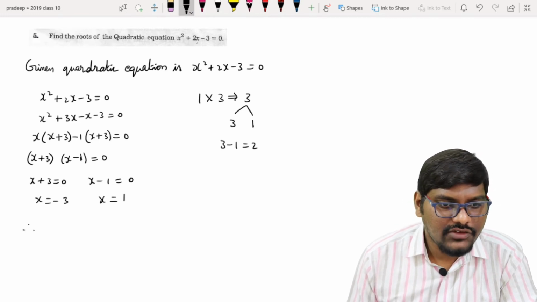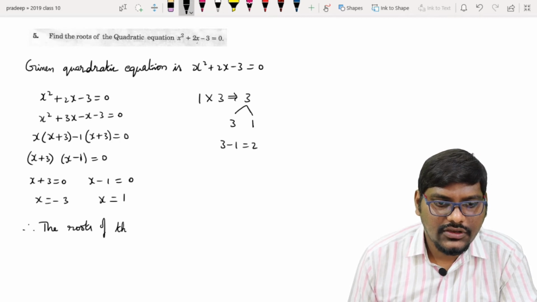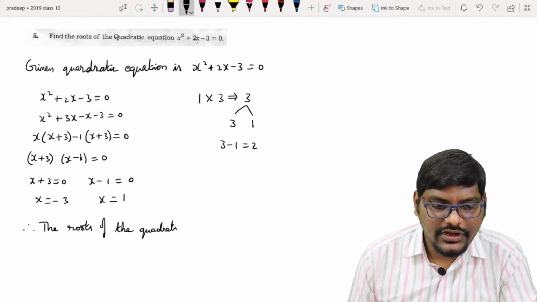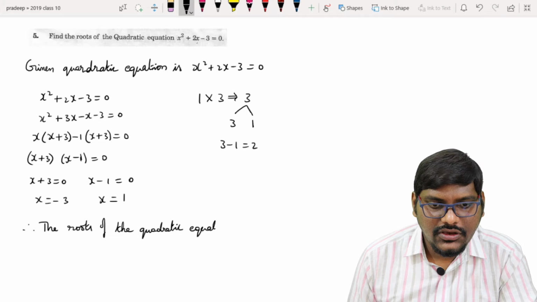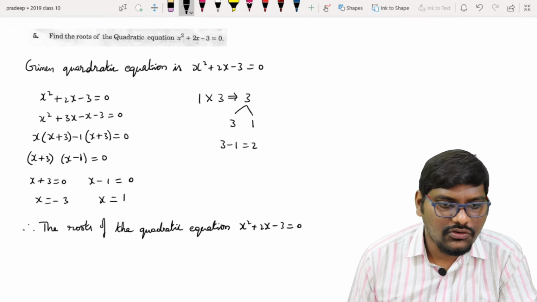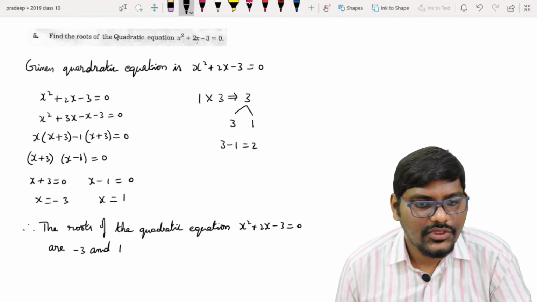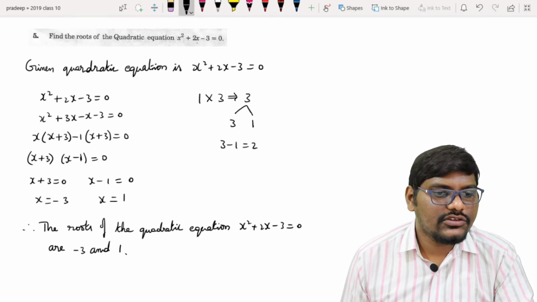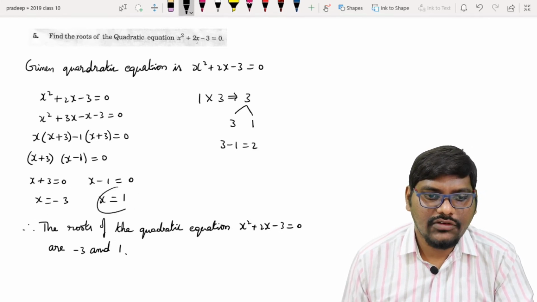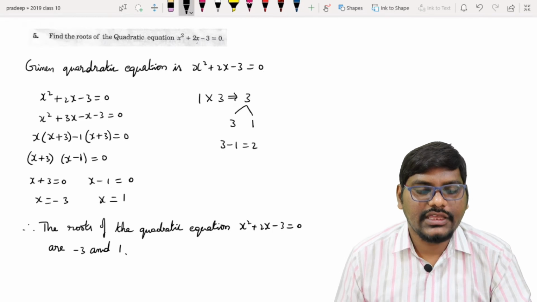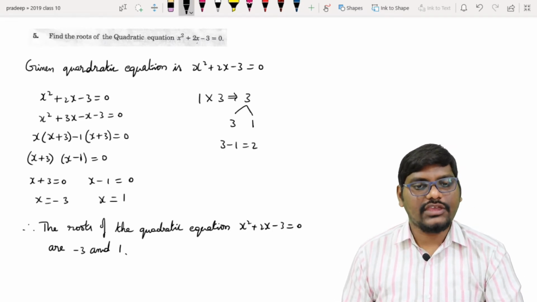Therefore the roots of the quadratic equation x square plus 2x minus 3 equal to 0 are minus 3 and 1. Okay, so these are the roots. X equal to -3 and x equal to 1 are the roots for the given quadratic equation. So this is all about question 5.